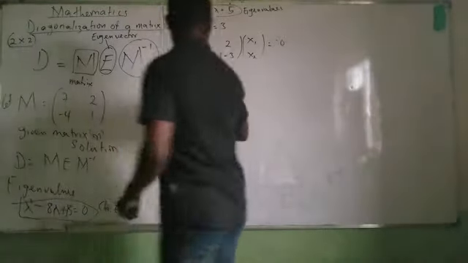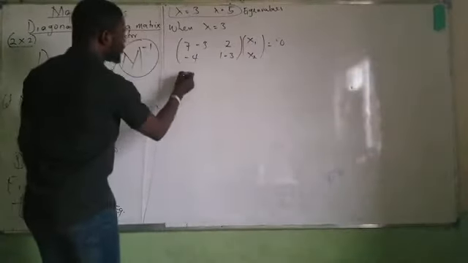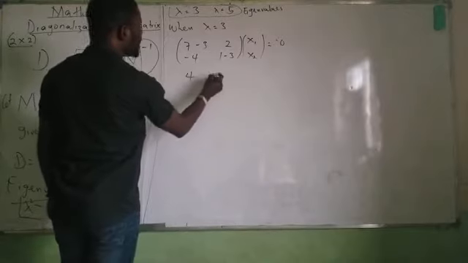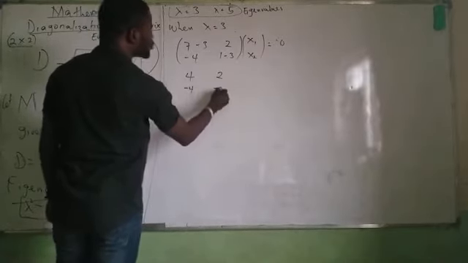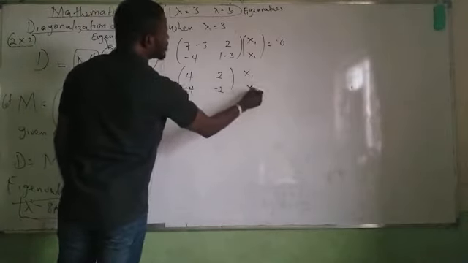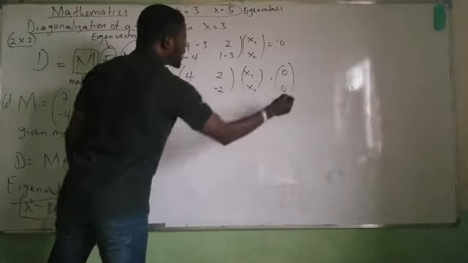Now, I have this. Since I have this, I can now say that here minus this, I'll be having 5. Here will be 4. And here will be 2. Here will be minus 4. And here will be minus 2. And I'll be having x1, x2, equals to 0. And I can put it 0. There's no problem there.